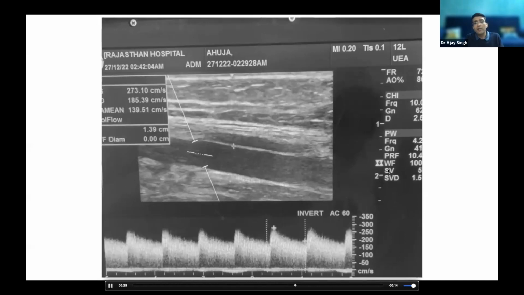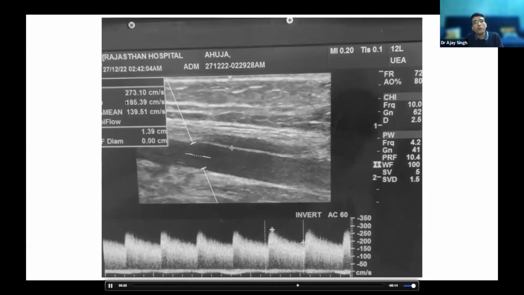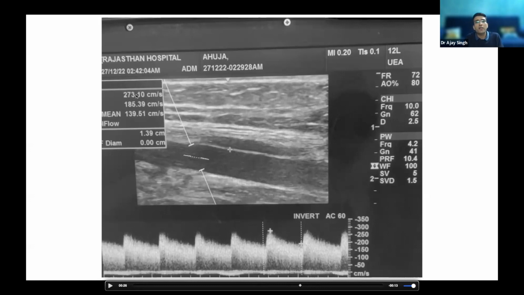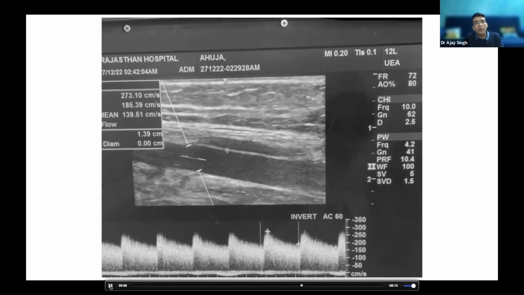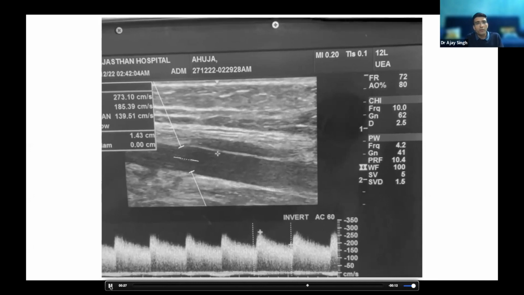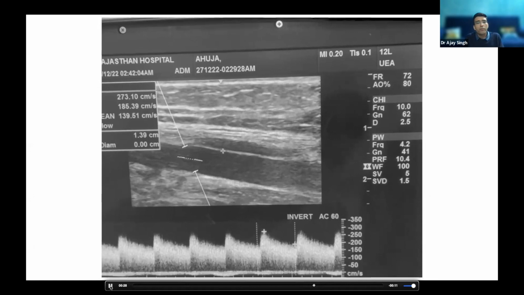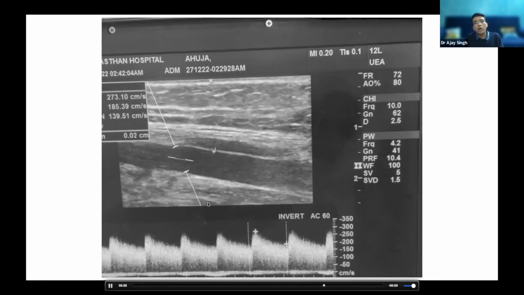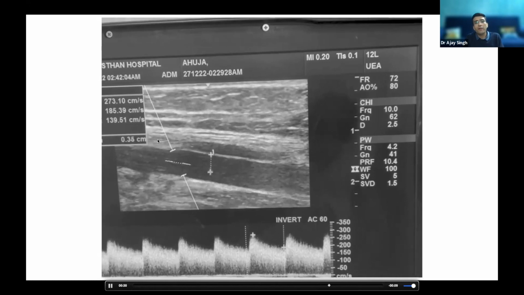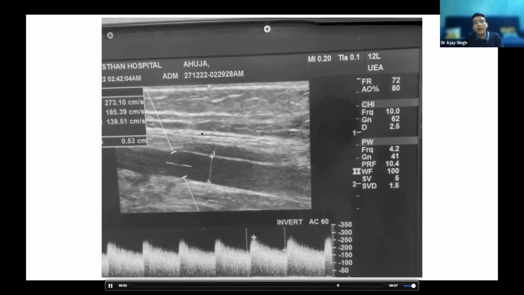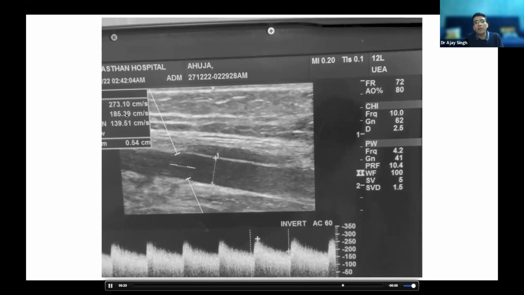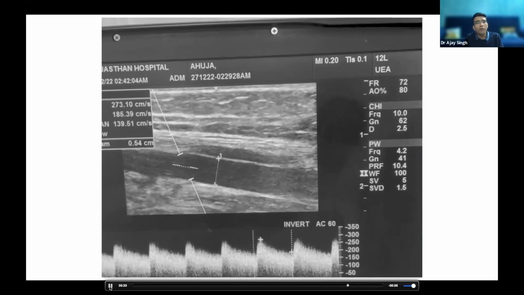So once you freeze the image, then there are auto calculations, and the machine is trying to find its flow. So the peak systolic velocity has come as 273. Mean velocity is around 140. And now once you enter the diameter, it will calculate the blood flow volume to flow rate. So diameter is around 5.5 millimeters, and the flow at this place is coming around 1950 ml per minute, which is a high flow area.